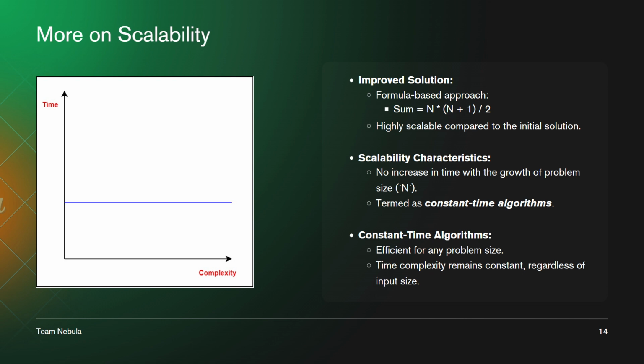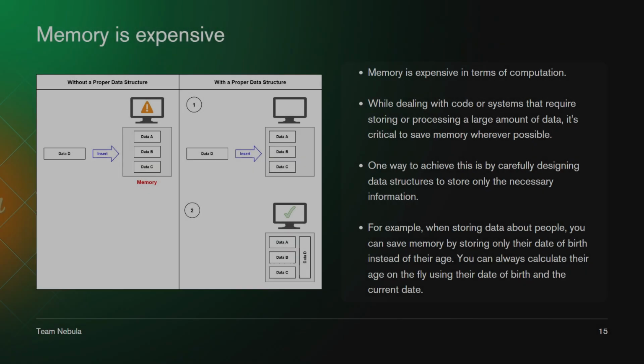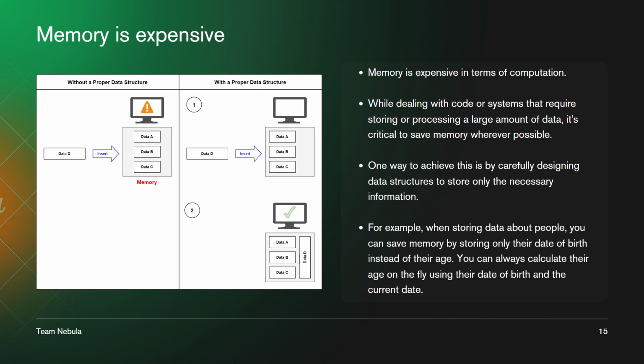Money efficiency also plays a crucial role. Memory is expensive in terms of computation. While dealing with code or systems that require storing or processing a large amount of data, it's critical to save memory whenever possible. One way to achieve this is by carefully designing data structures to store only the necessary information. For a good example, when storing data about people, you can save memory by storing only their date of birth instead of their age. Because you can always calculate their age on the fly using their date of birth and the current date.